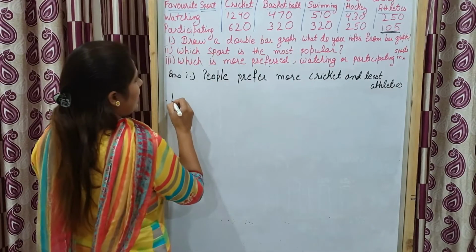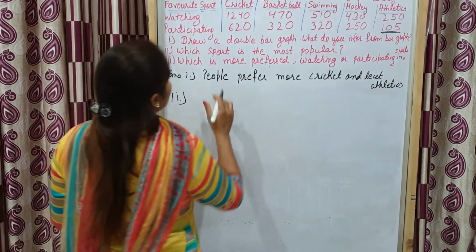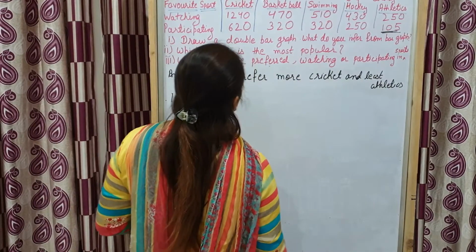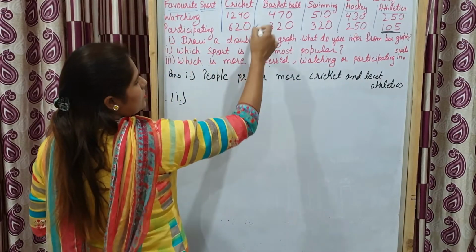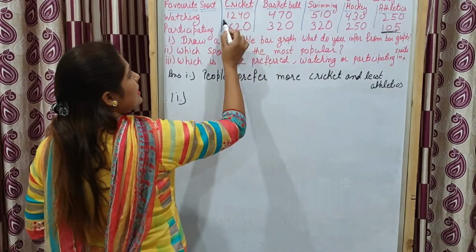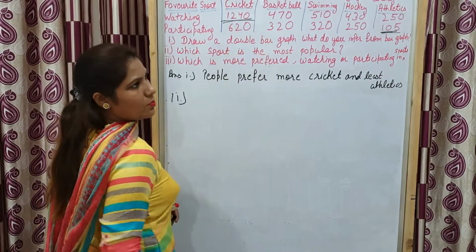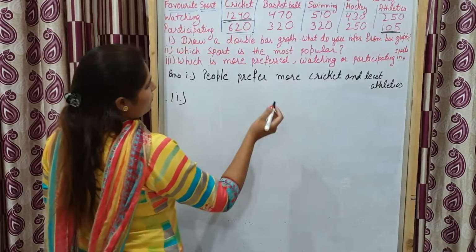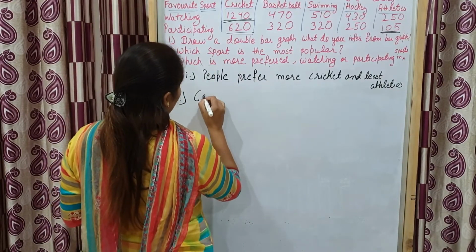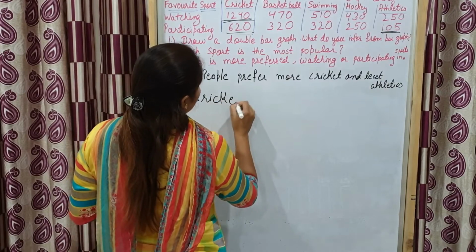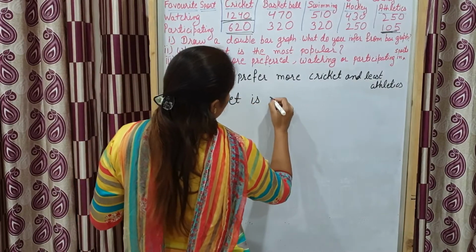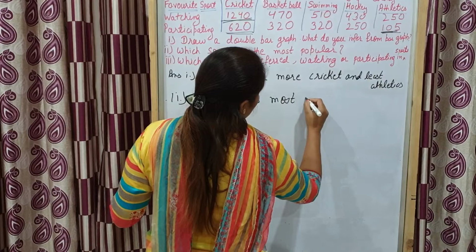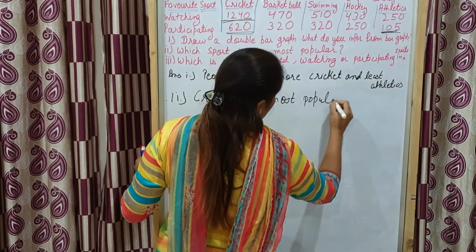Now second part, see, which sport is the most popular? See student, which sport is the most popular? That is cricket, because in cricket watching is maximum and participating is also maximum. So which sport is most popular? We will write cricket is the most popular sport.